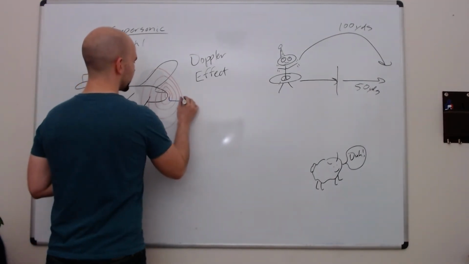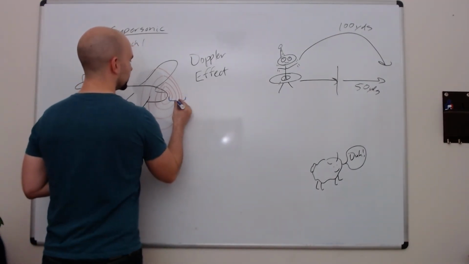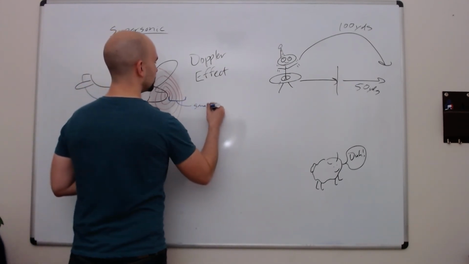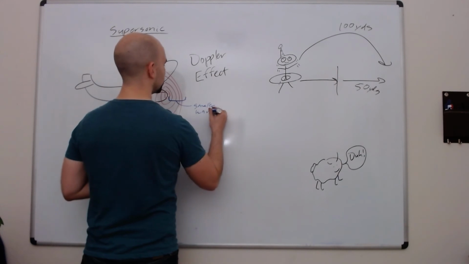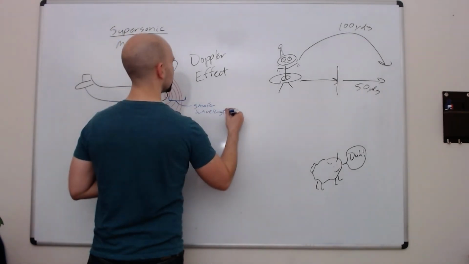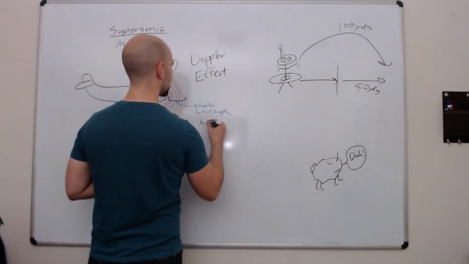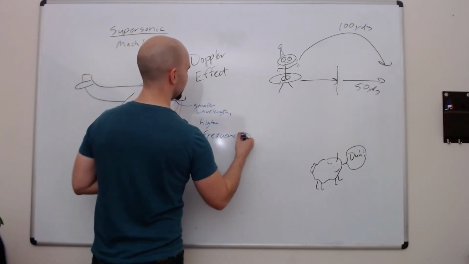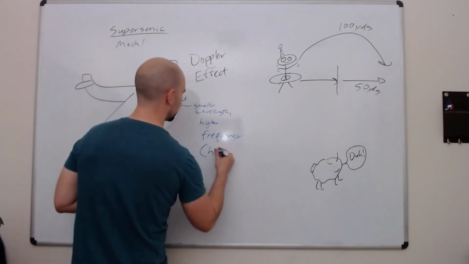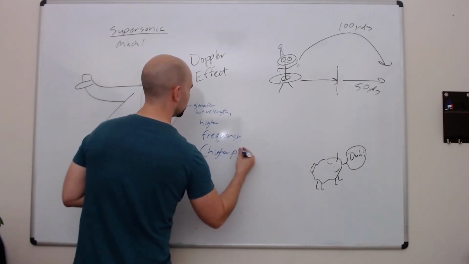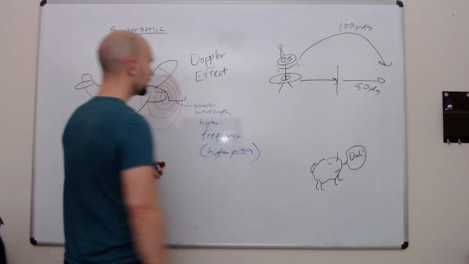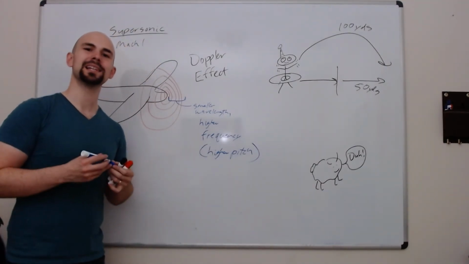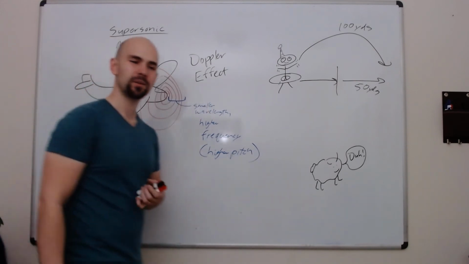And so there's a bunching up in front, and so in front you have the sound waves coming in a smaller wavelength, as they're bunched up. So that's a higher frequency. And what does a higher frequency mean? Higher pitch. So the Doppler effect means that when a fast object is moving toward you and making noise, as it approaches you, it's going to be making a higher pitch.